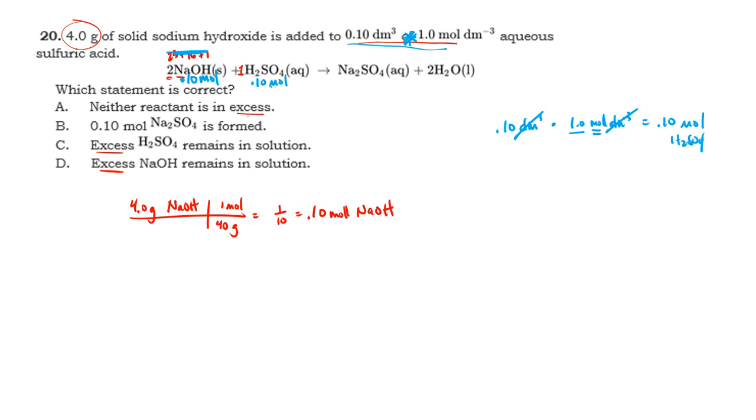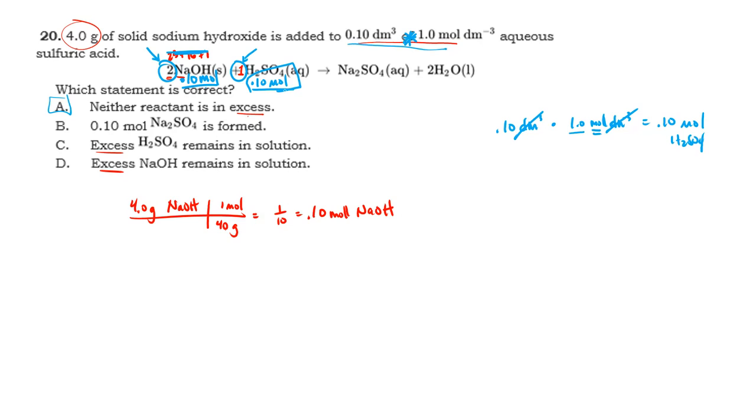It might be exciting to pick this answer, but this would not be correct, my friends, because even though I have equal numbers of moles, I don't have an equal mole ratio. I don't have a 1-to-1 ratio. I have a 2-to-1 ratio. So I need twice as much sodium hydroxide as I have sulfuric acid. And I actually have equal amounts.